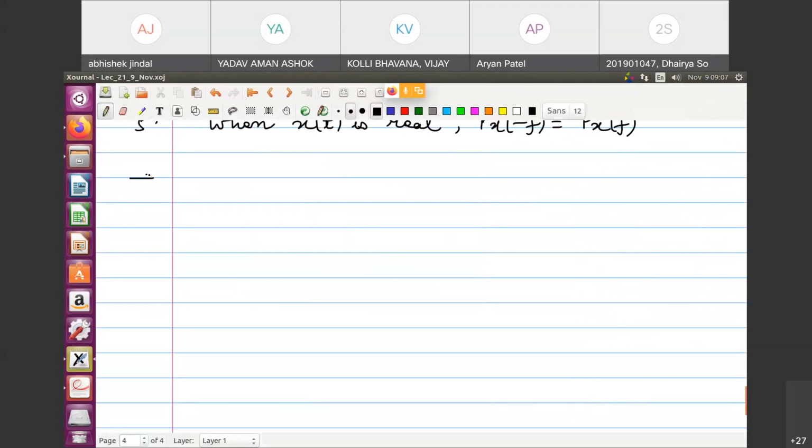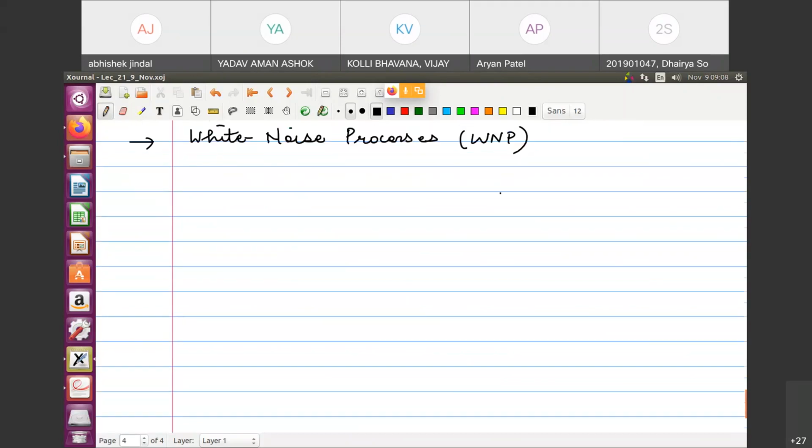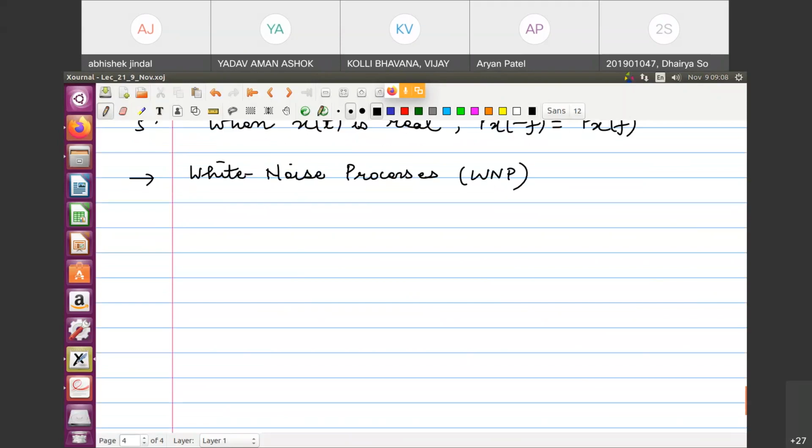So now we come to the important concept, that is the white noise process. With the background which we have built, it enables us to study this. We will abbreviate it as WNP, that is, white noise processes. I have not used Gaussian here. Remember that Gaussian is not here. Right now we are only studying what a white noise process is. If that process has a density that is Gaussian, then we call it white Gaussian noise. Remember this.